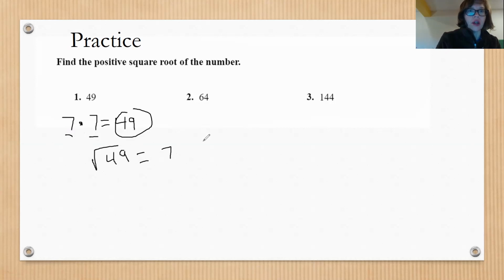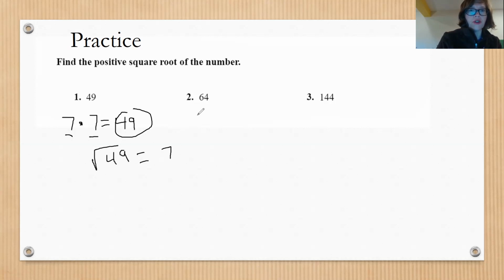All right, so for problem number 2, 64. I want you to try that one and then we'll go over it. If you need to pause and get a calculator, that's fine, you may do that. You can go ahead and do that now. Again, we're trying to find the positive square root of the number. So the number is 64.